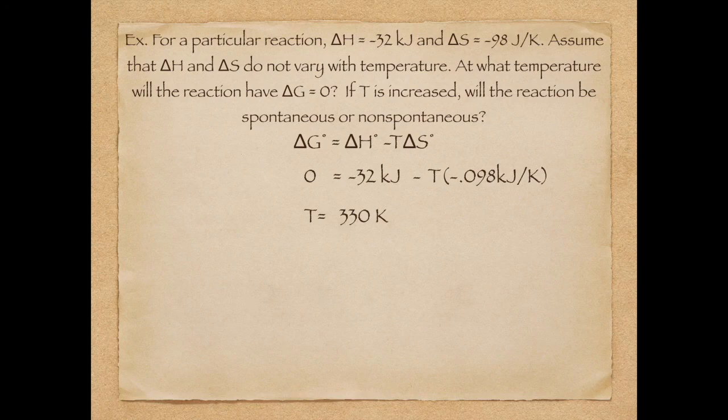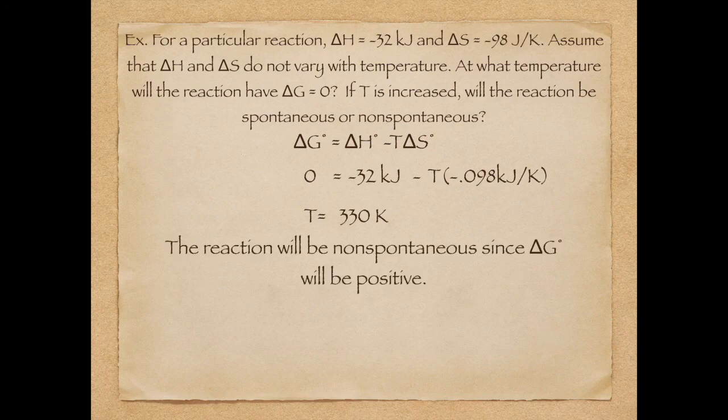So if my temperature increases, that's going to make my delta G positive if it goes above 330, because at 330 it makes it equal to 0. If I go above 330, my delta G will be positive, meaning it's going to be non-spontaneous. Now, if I decrease my temperature, then my enthalpy, the negative 32, would take control, and therefore my delta G would be negative, and the reaction would be spontaneous.